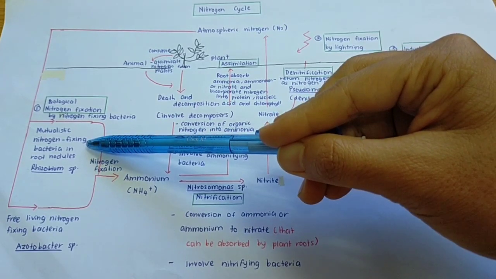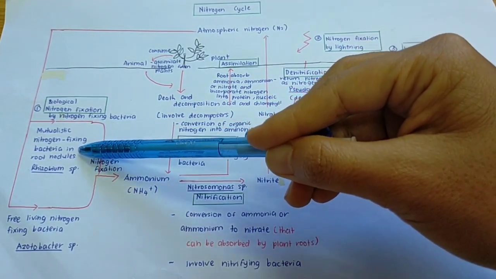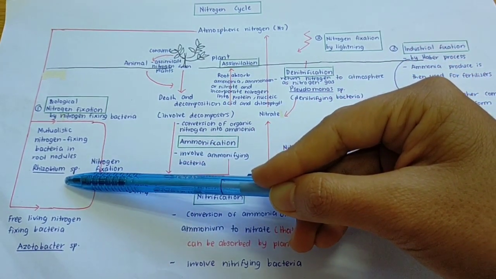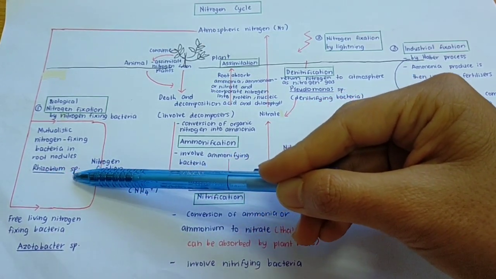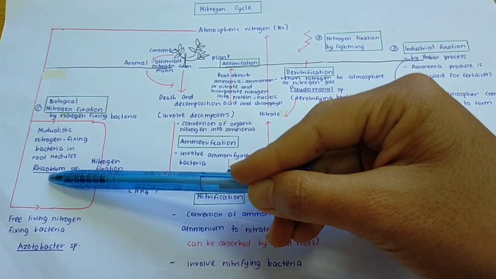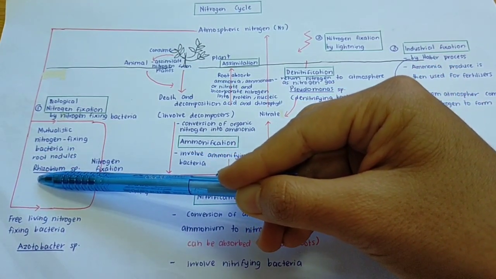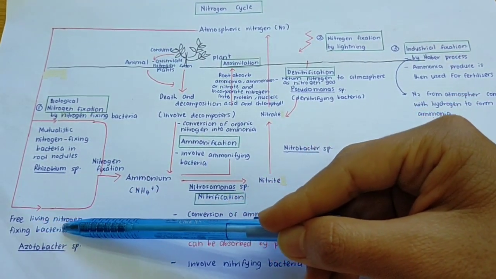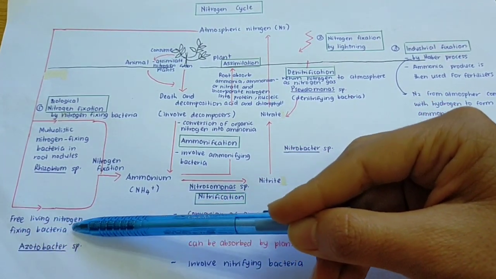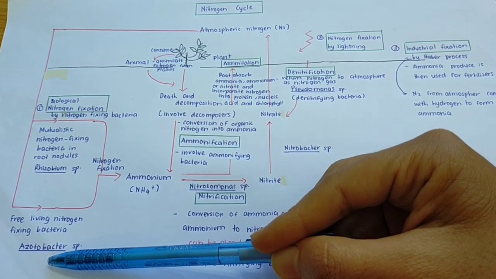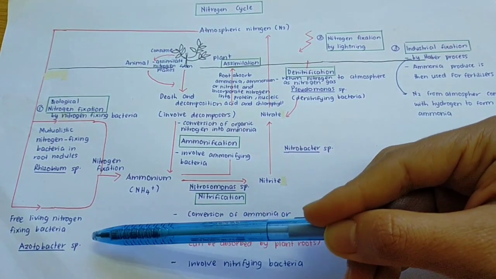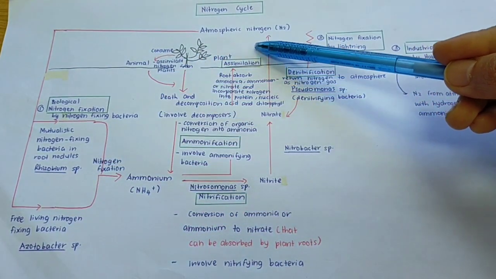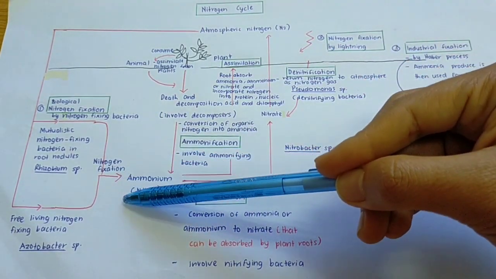There are 2 types of bacteria here. The first one is the mutualistic nitrogen fixing bacteria that can be found in root nodules, which we call Rhizobium species. Remember, since Rhizobium species is a scientific name, you have to underline it and the R must be a capital letter. Another one is the free living nitrogen fixing bacteria that we can find in soil, which is called Azotobacter species. Both of these nitrogen fixing bacteria can convert atmospheric nitrogen, or nitrogen gas, into ammonium.